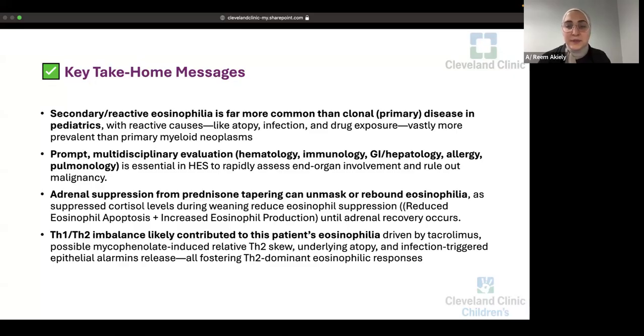The third thing is to highlight the importance of adrenal suppression as a reason behind eosinophilia, but at the same time, usually the levels of hypereosinophilia and adrenal suppression are not this high as in our case, and that made the teams think more towards a multifactorial etiology, which led to the conclusion that an imbalance between T helper 1 and T helper 2 can contribute to eosinophilia as well, and some of the drugs implicated include tacrolimus, CellCept, and also infections.